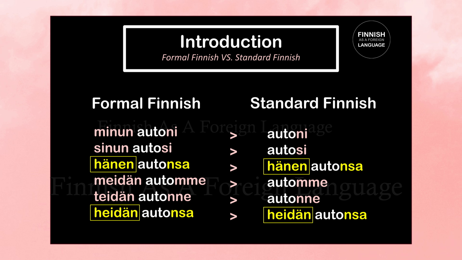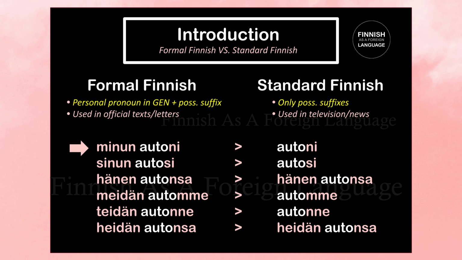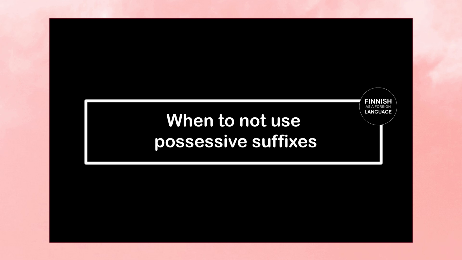So to sum it up, the formal Finnish version uses both the pronoun and the suffix, for example minun autoni, while in standard Finnish we often rely just on the possessive suffix alone, which is why we say autoni. Then there's also the spoken and colloquial version, but this we're going to discuss later in the video. Now let's move on to the actual grammar points. Our first one is when to not use the possessive suffix.